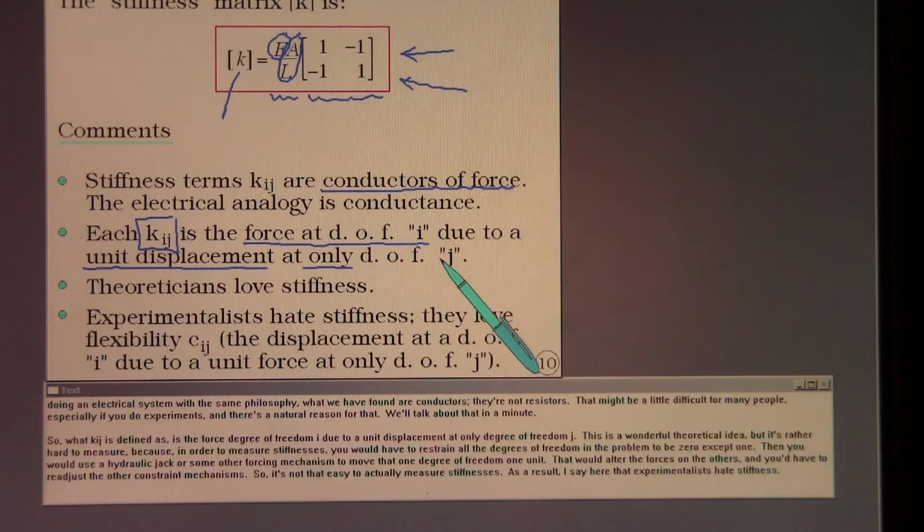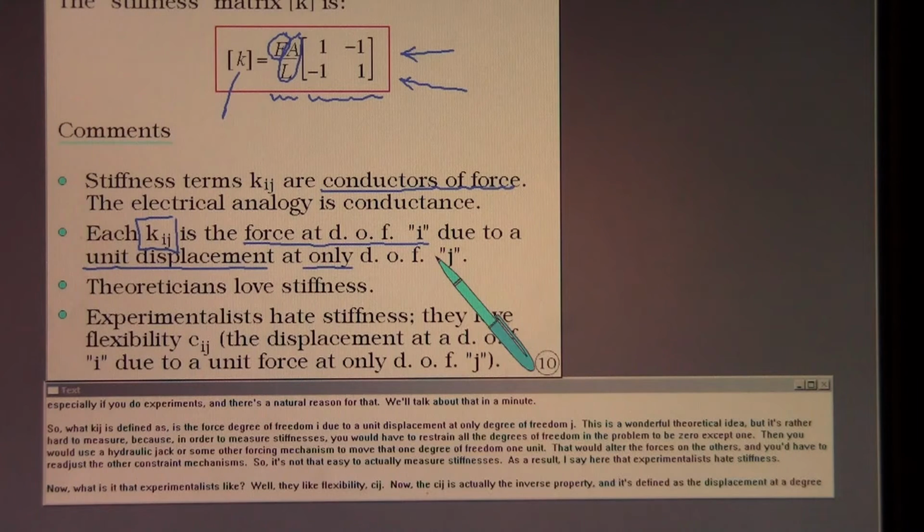Then you would use a hydraulic jack or some other forcing mechanism to move that 1 degree of freedom 1 unit. That would alter the forces on the others, and you'd have to readjust the other constraint mechanisms. So it's not that easy to actually measure stiffnesses. And as a result, I say here that experimentalists hate stiffness.